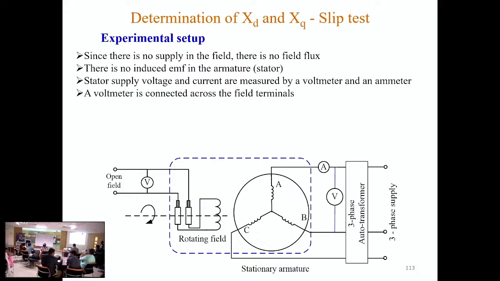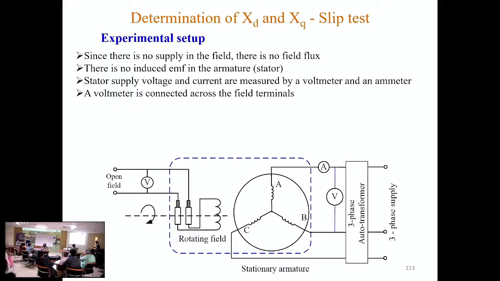Now a voltmeter is connected across the field terminals. Why is this voltmeter required? See, we are producing some rotating magnetic field in the armature which will rotate at synchronous speed. But we are driving the rotor at a speed which is not synchronous speed. So there is a relative motion between the field winding and the rotating magnetic field. So there will be some flux cutting action. There will be induced EMF in the rotor field winding. How much voltage will be there? That voltage will be recorded by this voltmeter. So induced EMF will be there in the field winding, not in the armature winding.